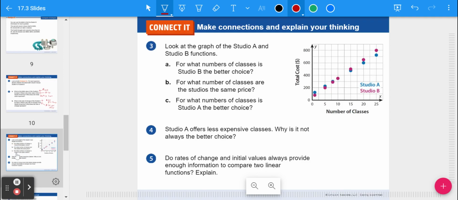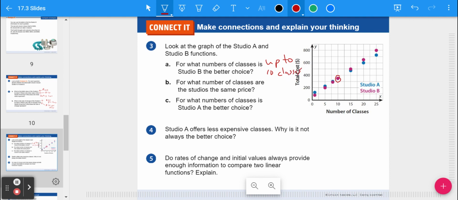So let's look at a different example, number 3. Actually, no, it's the same example, but put on a graph. Studio A and Studio B are functions on the graph. Looks like it. So A says, for what number of classes is Studio B the better choice? If you look at Studio B, it's cheaper all the way up until this point. That's the breaking point where Studio B starts to be more expensive. So Studio B is a better choice up to 10 classes.